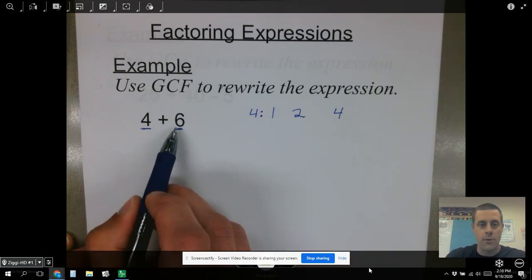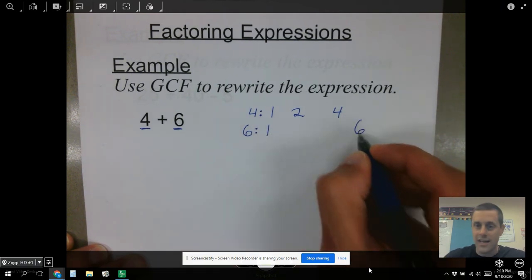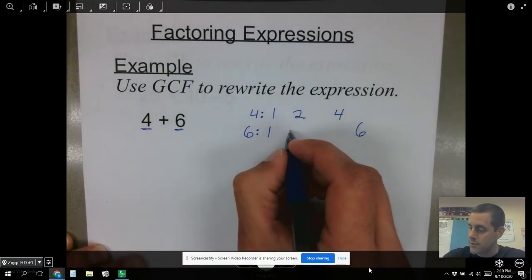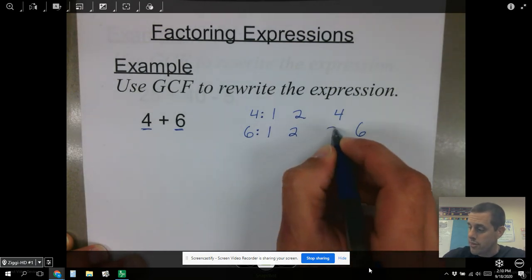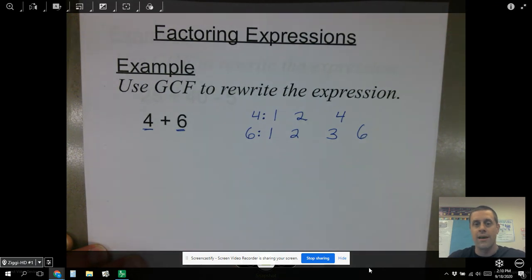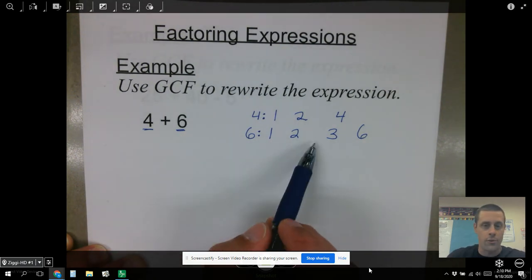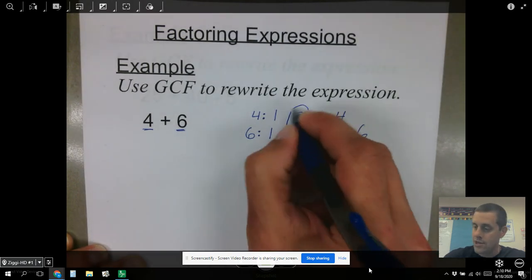We're going to do the same thing with our other term 6, starting with 1 and 6. 6 is even, so it is divisible by 2. 2 times what gives us 6? 3. And when we move on to test divisibility by 3, we have our duplicate. Factors of 6 are 1, 2, 3, and 6. The greatest common factor of both then is 2.